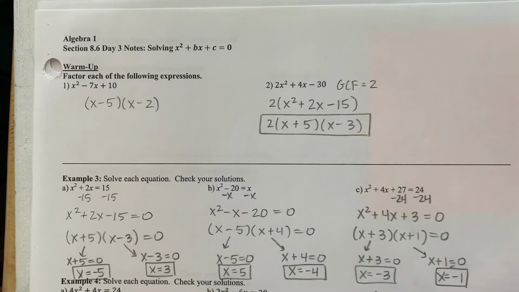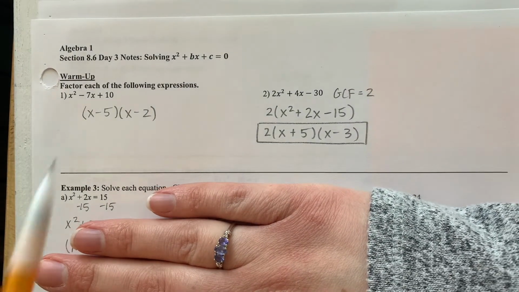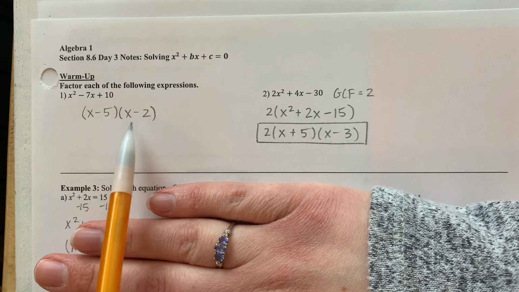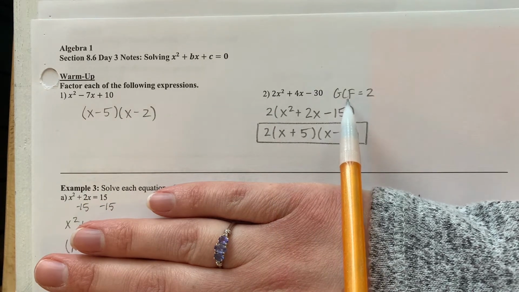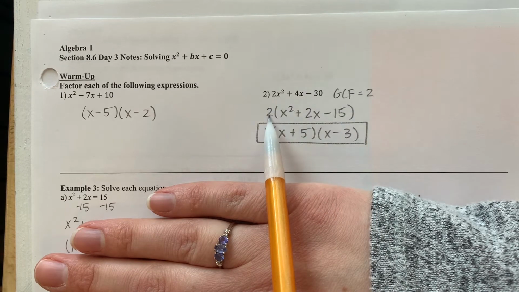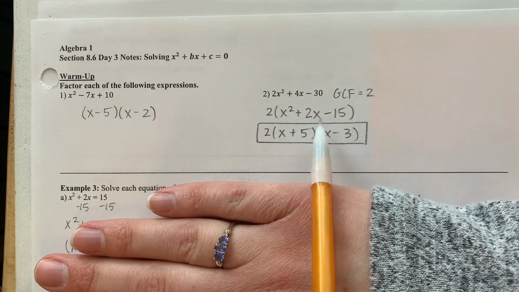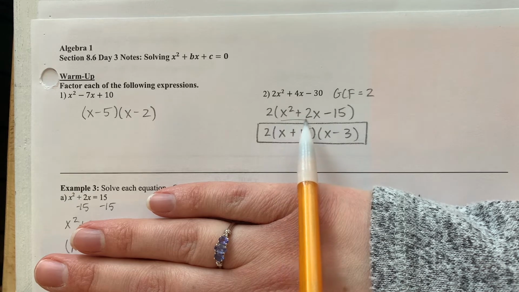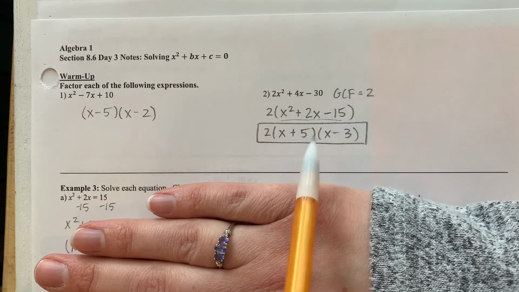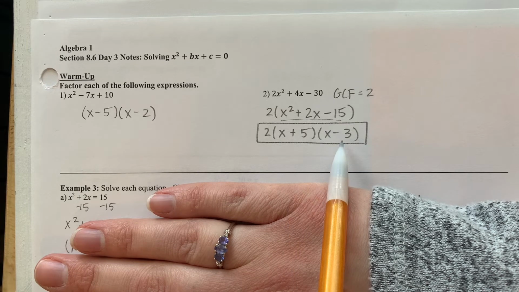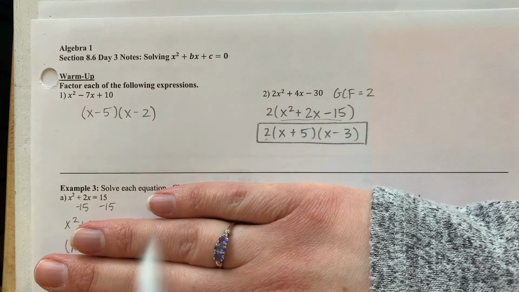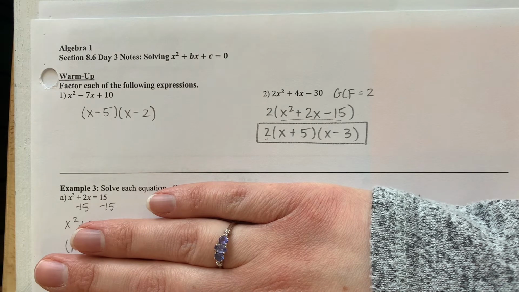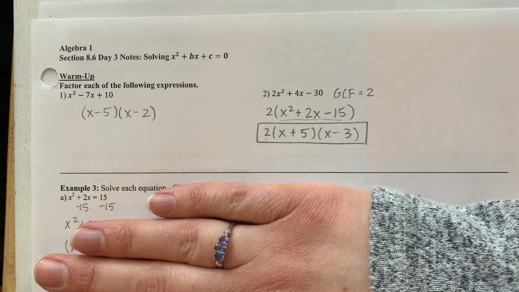Okay, here are the answers for the warm-up problems. Number 1, you should have gotten x minus 5 times x minus 2. Number 2, there's a GCF first of 2, so we want to divide that 2 out first. Then we get x squared plus 2x minus 15. Then with what's inside the parentheses, we can do product sum, and we get x plus 5 times x minus 3. Just make sure your GCF of 2 is still in the very front of your answer. Okay, so hopefully you got the warm-up right. If not, reach out to either one of your teachers, and we'd be happy to walk through it with you.